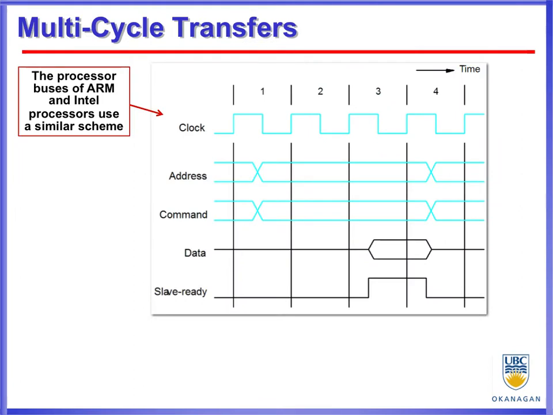So here's the same kind of stuff, but we're going to introduce this slave-ready signal. Same thing: here we've got a clock, here we've got the address. The address and command lines have been separated, although it doesn't really matter, they're happening at the same time. Again, we've got a data bus, and this again is a read operation, say the processor is reading something from memory, but now we're going to add this handshaking signal, this slave-ready signal.